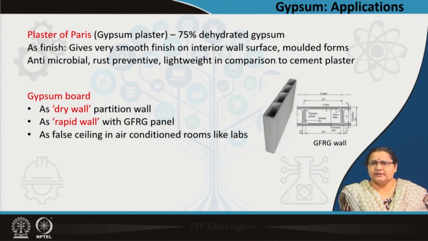This is promoted by BMTPC and a building has been made in IIT Madras. This is glass fiber reinforced gypsum. So, this is again a rapid wall construction system where the external wall can have gypsum as one of the components. It can be used as false ceiling in air conditioned rooms like computer labs, some chemical laboratories, etc.